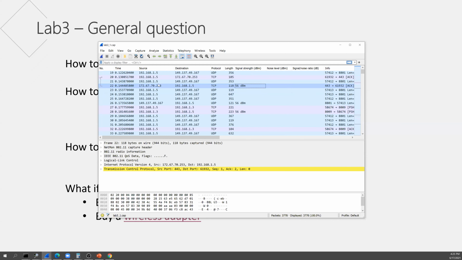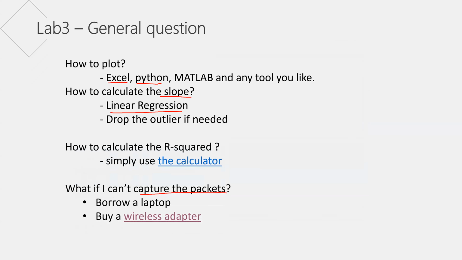All you need to do here is apply a filter on the SSID or the source IP, and you'll be able to filter them. And you can output them as a CSV file. Does that make sense? So if I can't capture the 802.11 packets, as long as you are able to capture the TCP and UDP packets, you'll be fine, and you can use them.